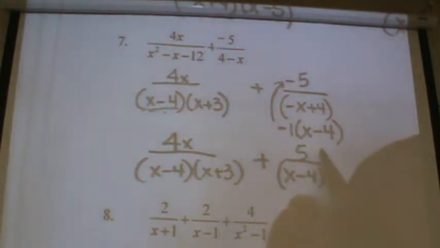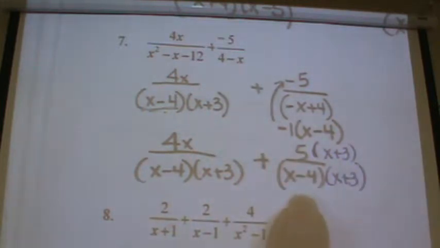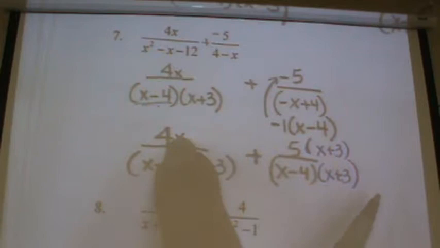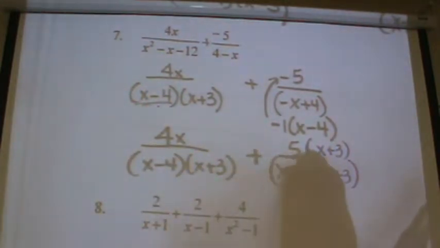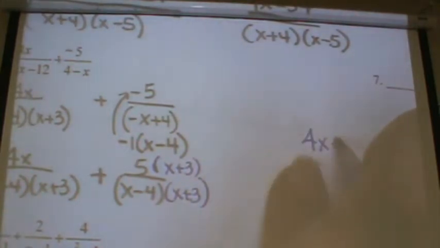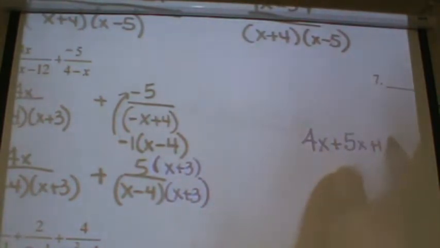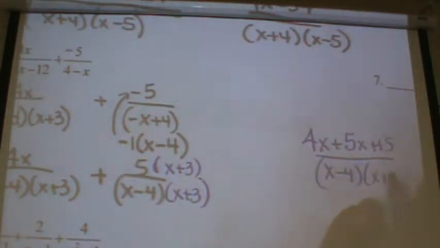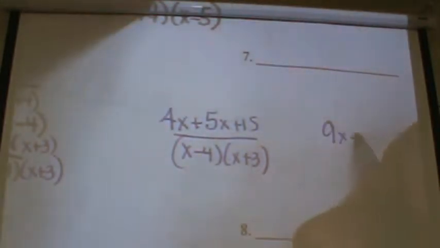So simply, what do I have to do now? Just multiply this little side here by x plus 3 and x plus 3. That's it. So what do I have on top? 4x plus 5x plus 15 all over. Now keep going. What can you do next? 9x plus 15.